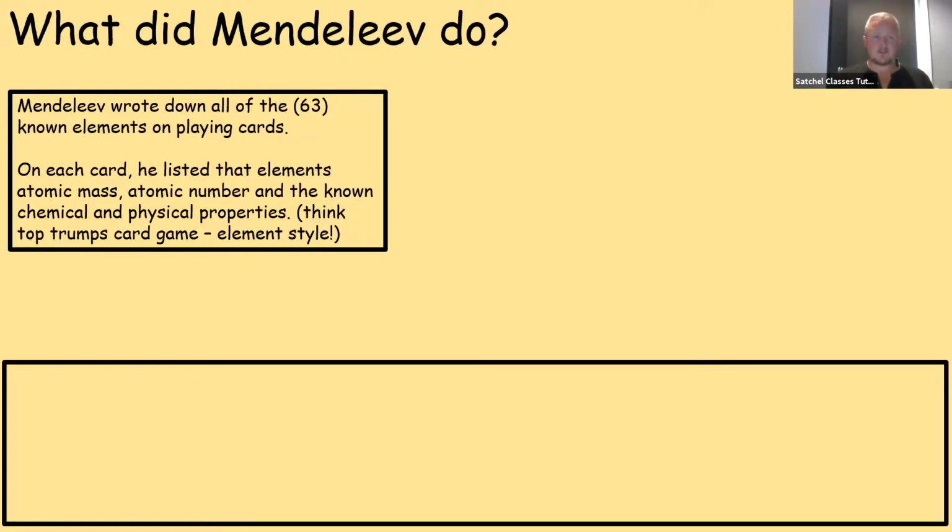So he wrote down all of the 63 known elements at the time on playing cards. On each card, he listed that element's atomic mass, atomic number, and the known chemical and physical properties. A bit like Top Trumps card game nowadays, but element style.